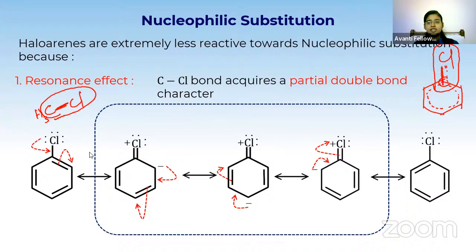What will happen? The double bond will be stronger compared to the single bond, so it is difficult to break. Since this bond is very difficult to break, the chlorine cannot go out. If it goes out, the other nucleophile can come and substitute, right? So this chlorine will not go out so easily. So nucleophilic substitution becomes much less reactive for haloarenes. Clear? Are you all able to understand this point?